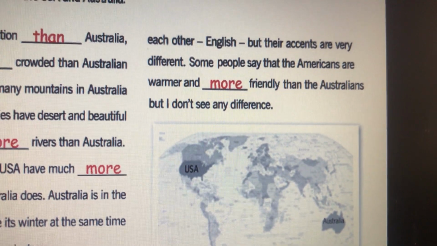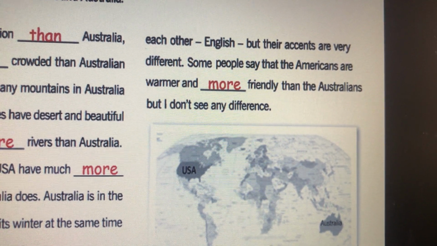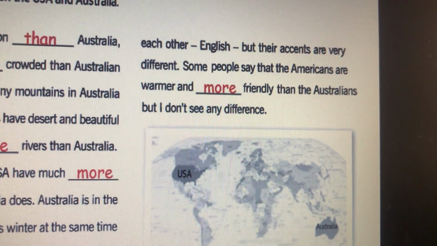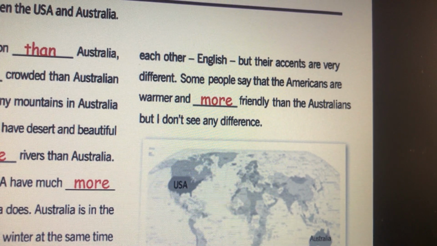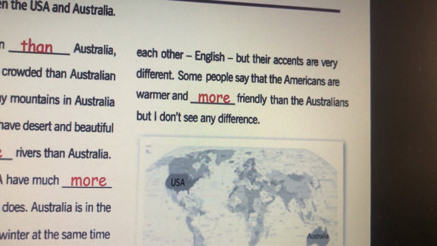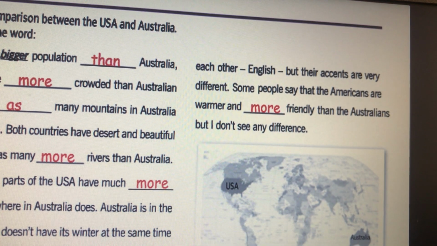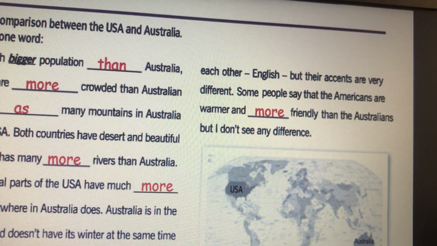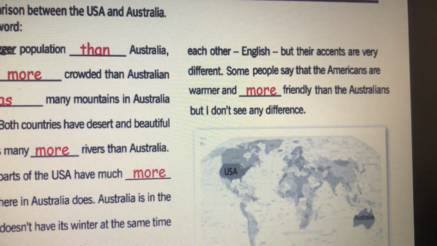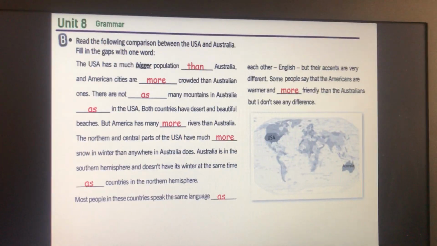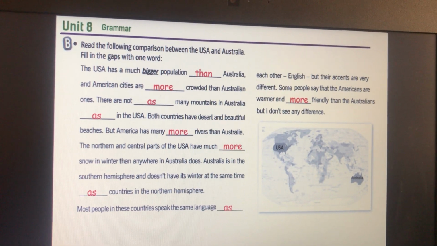very different. Look, some people say that the Americans are warmer and more friendly. Warmer, look, ER, warmer, comparative, and more friendly than Australians. So Americans are warmer and more friendly than the Australians, but I don't see any difference. Okay. Let's move to the next. So this is all about comparative.